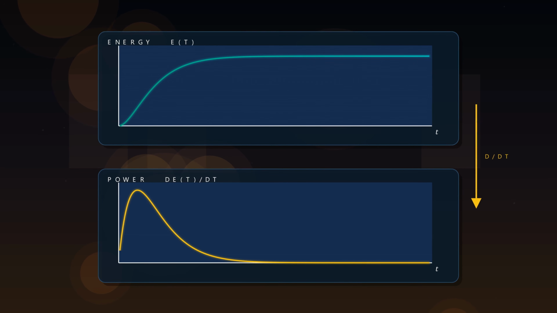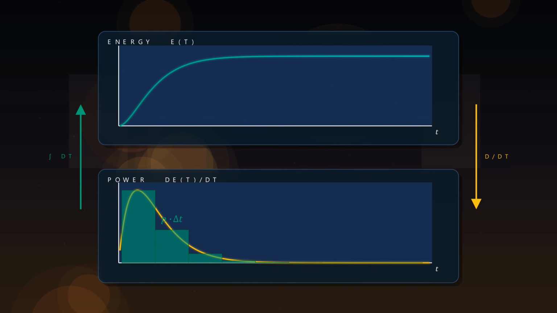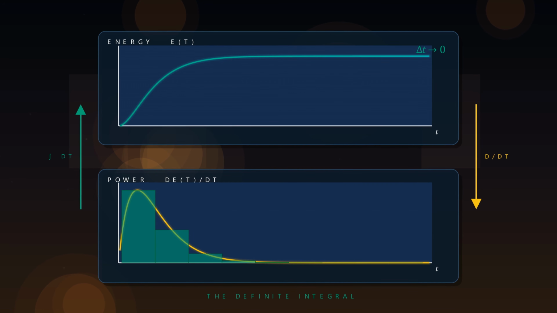The relationship between them is simple. Differentiate E of t and you get the power curve. Integrate the power curve and you recover E of t. The green histogram bars show how integration works conceptually. The area of each small bar, power times a small time interval, is a small packet of energy. Sum all those bars as the width approaches zero, and you get the exact energy. That sum in the limit is the definite integral.